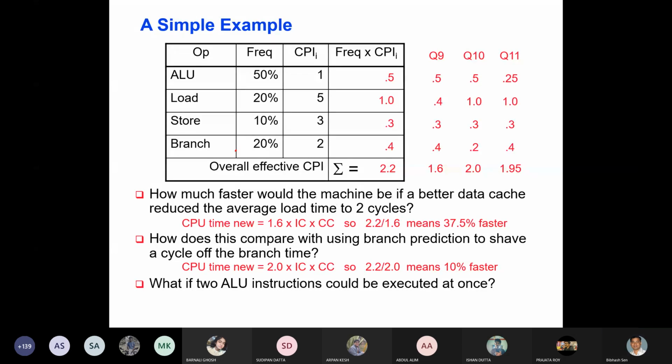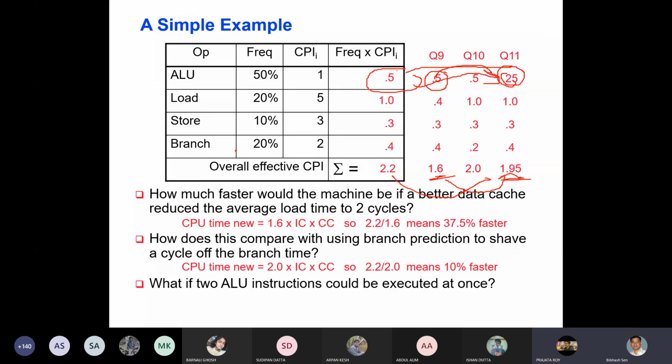Got my point? Just by reducing the clock cycle, I am getting that the overall effective CPI is reduced. Even though it is reduced, the clock cycle is not reduced by as much. Can you explain why? Any answer from your side? So 0.5 to 0.25 is a 50% reduction. Earlier also it was 0.5, so it is reduced, but here it is 1.6 and here it is 1.95. Why?